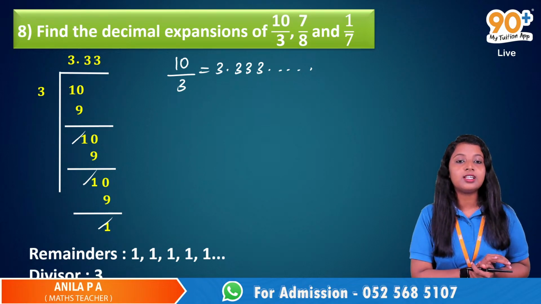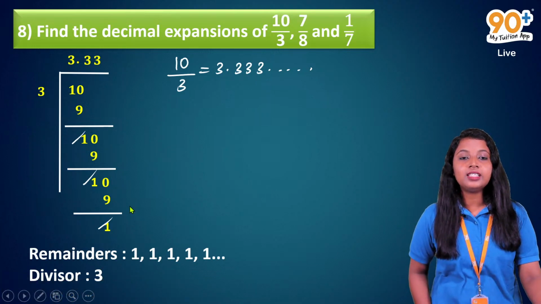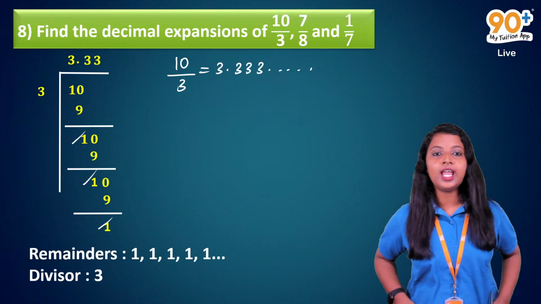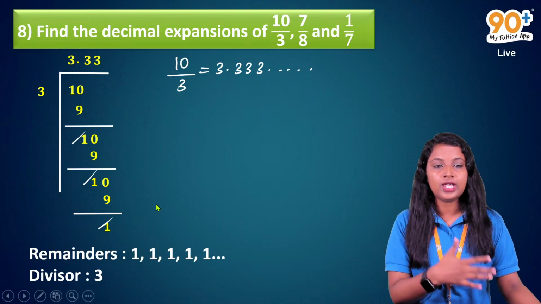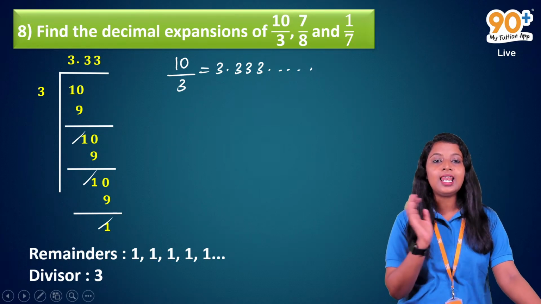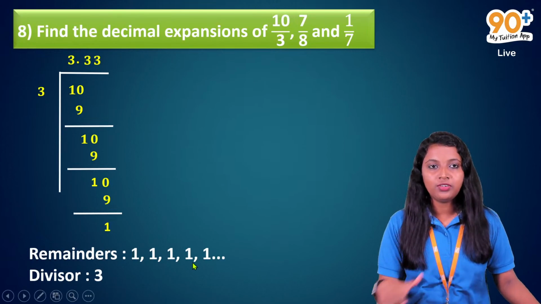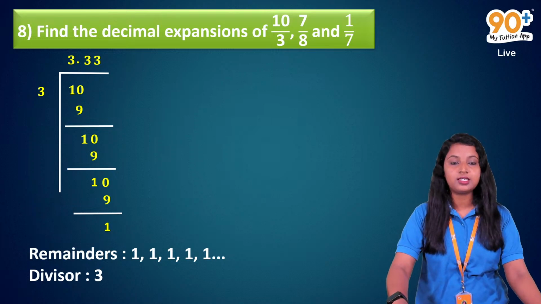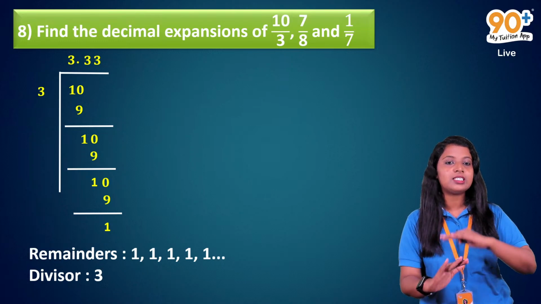And the divisor here is 3. Remainder is 1 and the divisor is 3. So you can see that this remainder is less than the divisor, right? We will always get the remainder less than the divisor. And we can also observe one thing. You know how to divide this, so I'm not going to explain this again. Here the remainder is 1, 1, 1, 1 and it is less than the divisor 3.